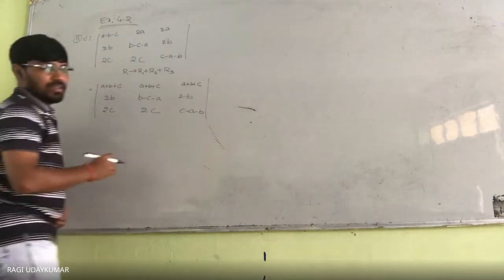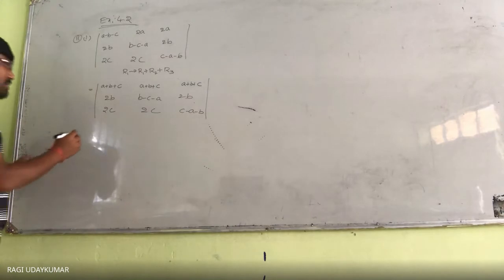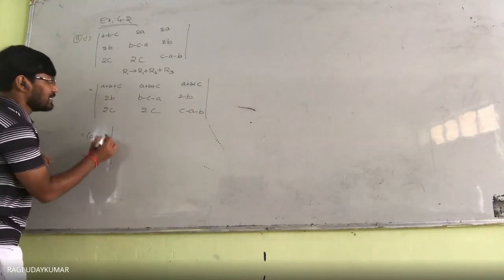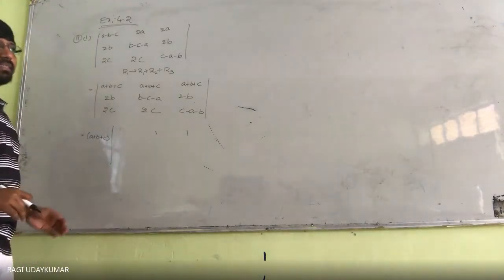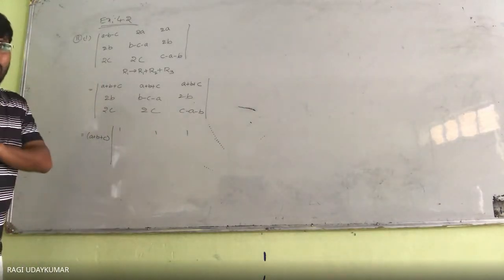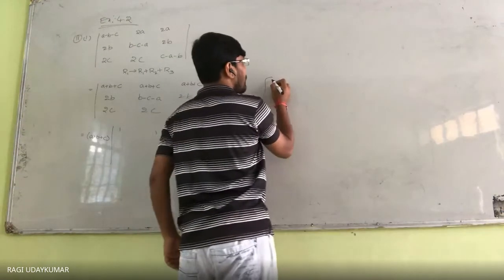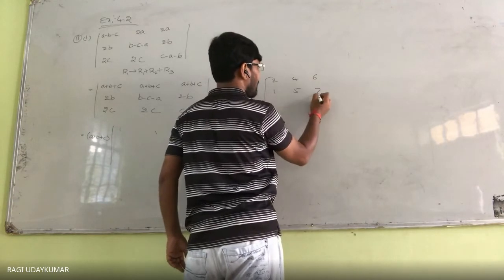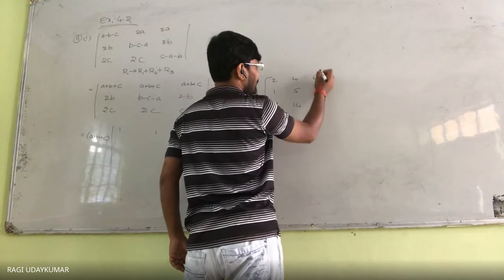So what to do here? From the first row, we need to take A plus B plus C common. So in the process of taking this common, most of the students will be habituated to take the common in a matrix also. Whenever in a matrix, suppose one matrix is given to you here: 2, 4, 6, 1, 5, 7, 13, 14, 12, like this.